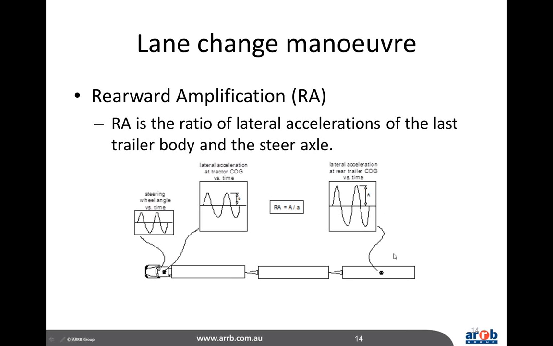And this is what you expect because there are articulation points in the vehicle. So every articulation point introduces the potential for movement to be amplified. So the degree of amplification of the lateral accelerations towards the rear of the truck is an indication of how out of control, if you like, the truck gets when sideways movement is introduced.